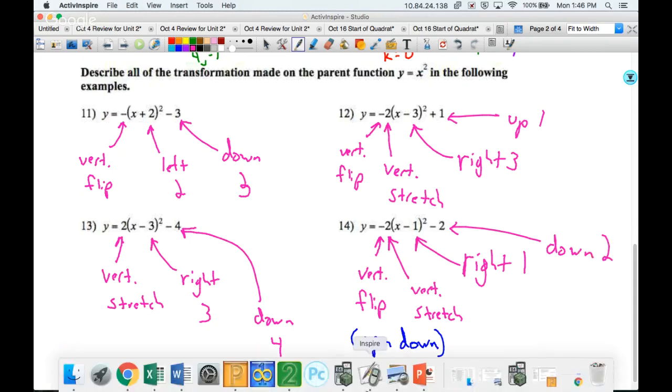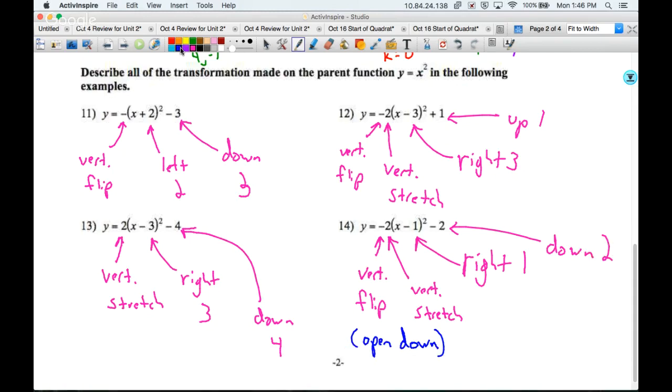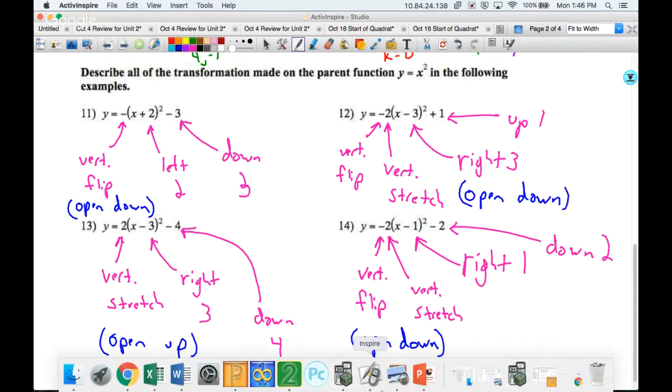All right. I'll add back in, this one's going to open up. This one's going to open down. And this parabola here is going to open down. All right. I think that was a pretty good quick summary of vertex form.